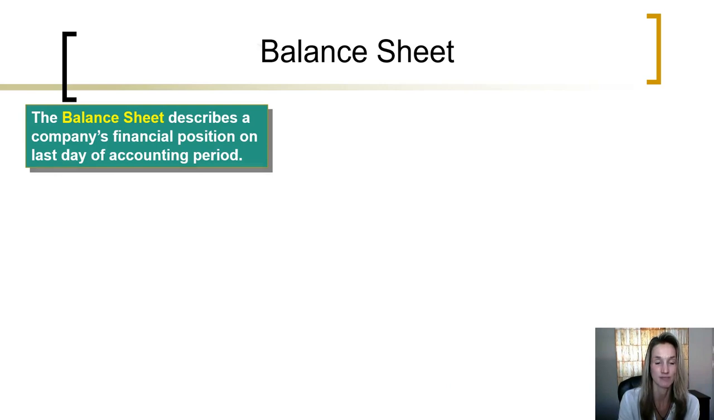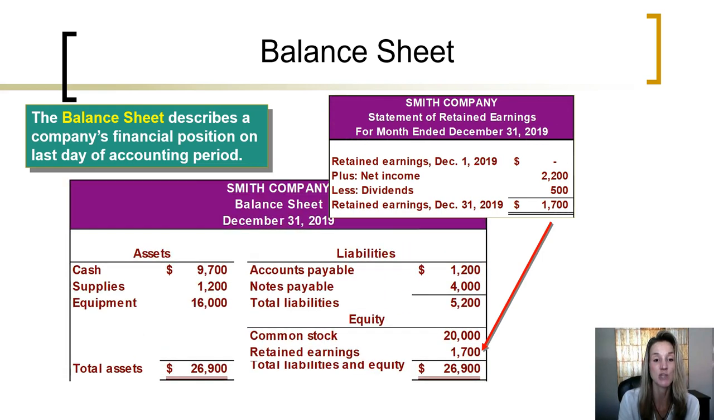the balance sheet. The balance sheet will describe a company's financial position on the last day of the accounting period. It is going to report the total amount of assets, total amount of liabilities, and total amount of equity. So again, heading, first line company name, second line, which report this is, the balance sheet. Third line, the date. Notice the date on the balance sheet is different from the date on the income statement and statement of retained earnings.